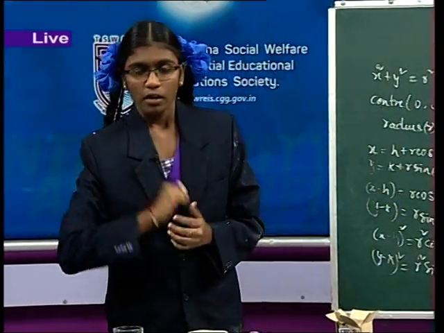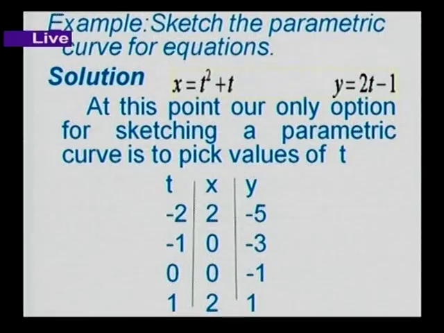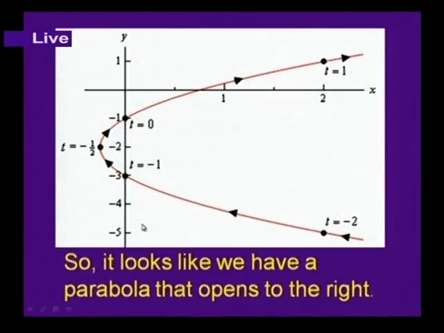Next, now we have to see it graphically. Here we have taken an example with x equal to t square plus t and y equal to 2t minus 1. So, we get the values here. The graph we are seeing here is this graph.